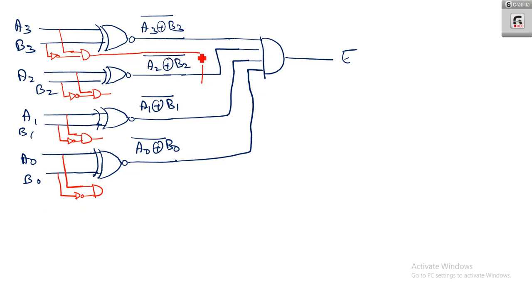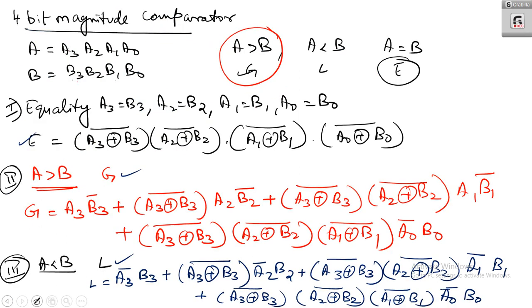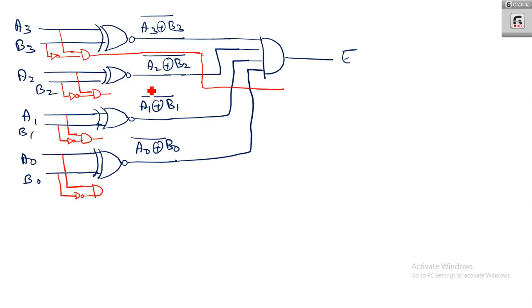A3 B3 bar is coming out separately. Then A2 B2 bar along with this one. A2 B2 bar. But that is along with what? That is along with A3 B3, the whole bar. Yeah, that is coming out.